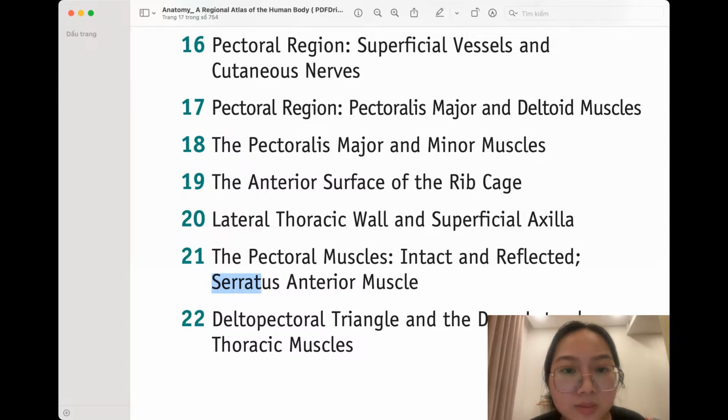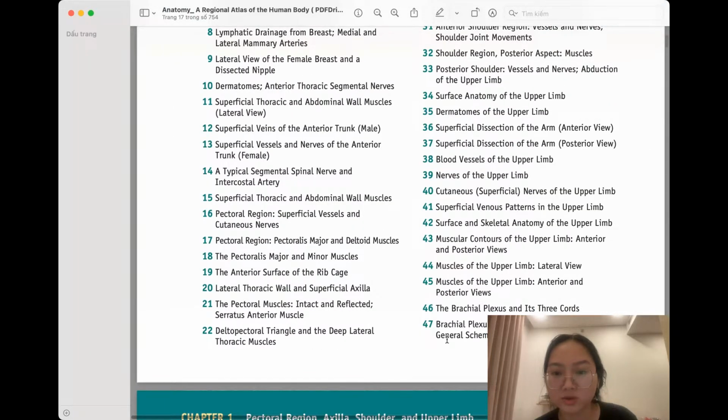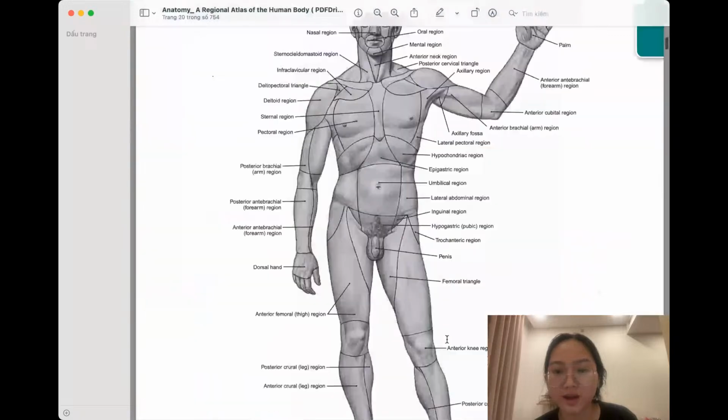Serrat is like Spanish, anyway. Yeah. Then deep lateral thoracic muscles. Oh, you guys gotta practice together, so fun.